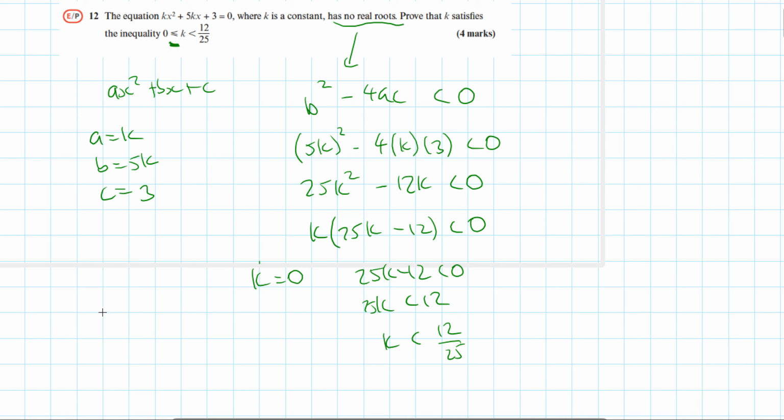So currently we have that k is less than 0, so we're going to plug in k equals 0 and solve this. If we plug in k equals 0, we get 0 x squared plus 5 times 0 x plus 3 equals 0, which then cancels, so we get 3 equals 0. So therefore we also know that this has no real roots because 3 cannot equal 0.